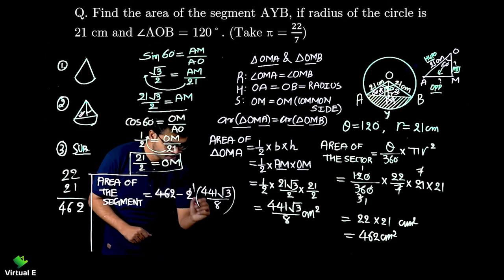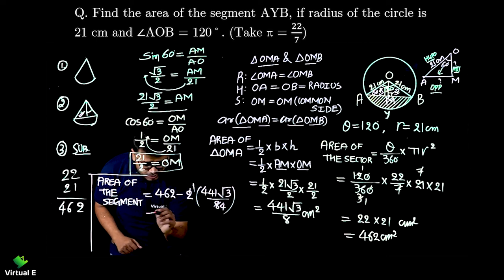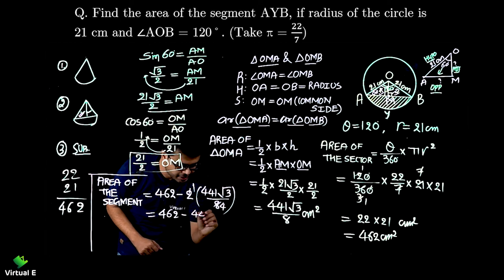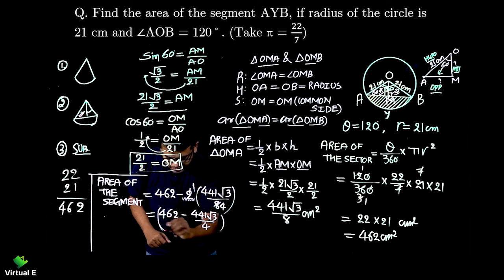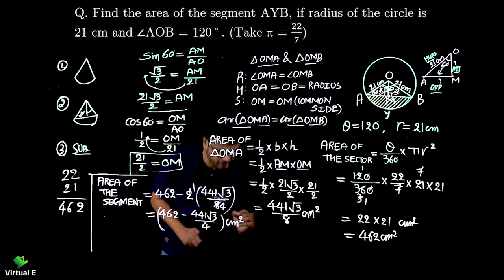So here you can cancel the 2 and the 8 to get 4. So what's left? 462 minus 441 root 3 by 4. Then this is your answer. Here you can say centimeter square.